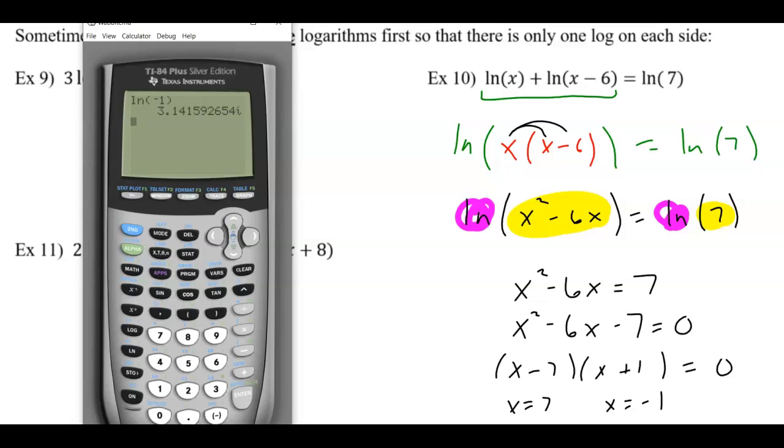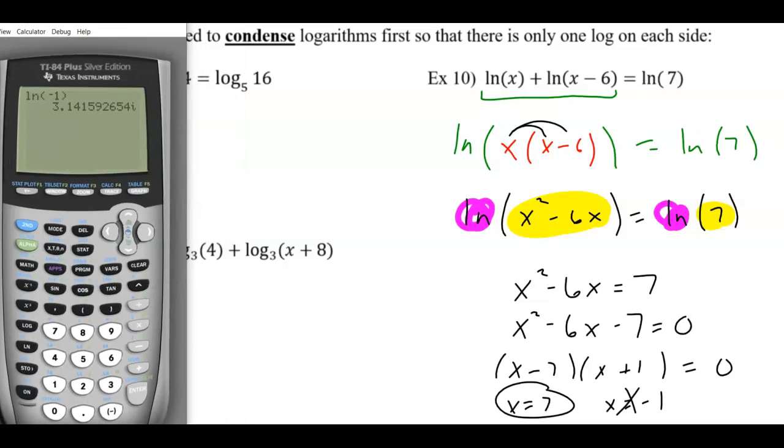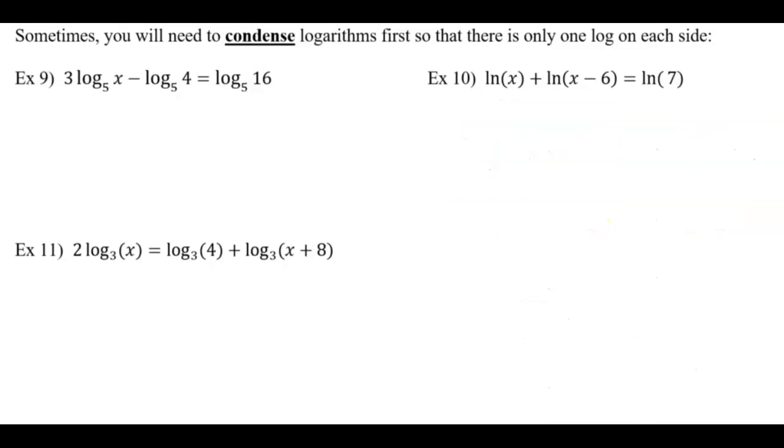So long story short, -1 is extraneous. It doesn't work. Now you can plug in 7 and it will work. So we only have one solution here. But let me real quickly talk about why this is extraneous. So natural log of a negative number, say -1. Really what that is, remember what we did at the very beginning of this lesson, that's e to some exponent equals -1, right?